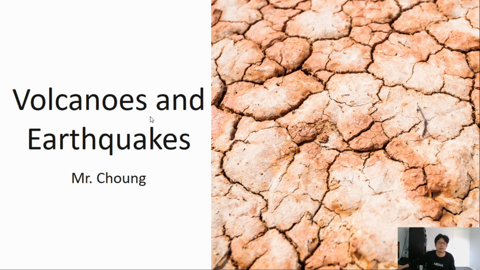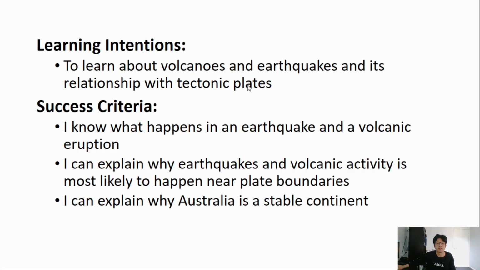This video will be about volcanoes and earthquakes and their relationship with tectonic plates. By the end of this lesson, we should all know what happens in an earthquake and a volcanic eruption, be able to explain why earthquakes and volcanic activity are most likely to happen near plate boundaries, and finally be able to explain why Australia is a stable continent. So just pause the video here and take a couple of minutes to write these down.